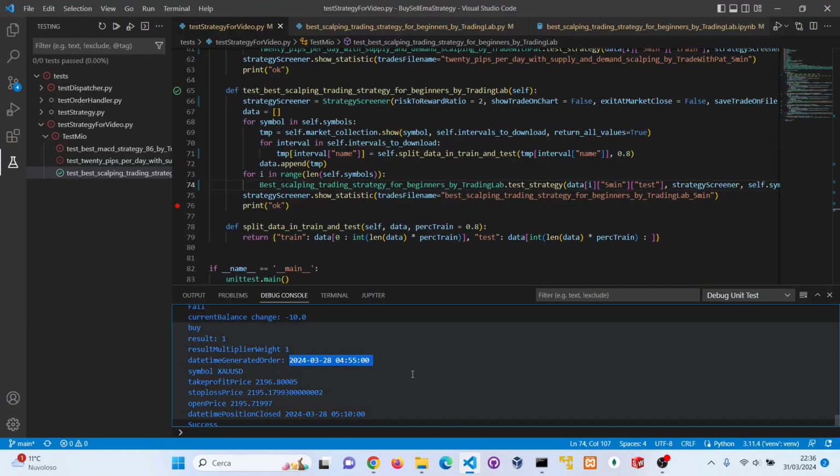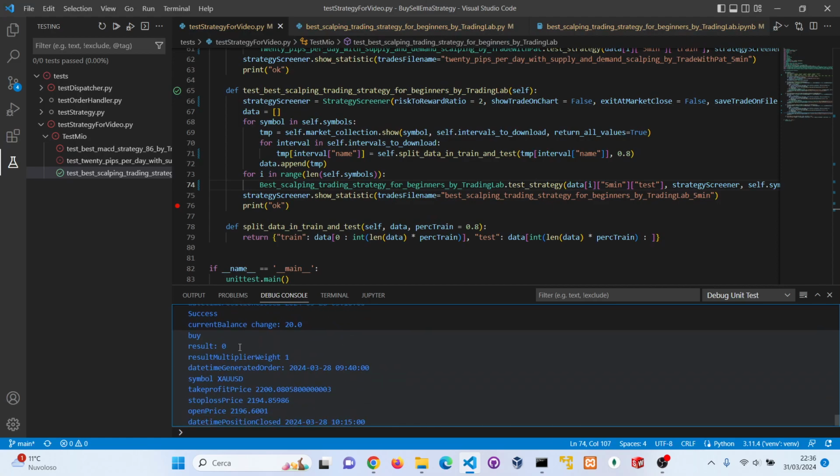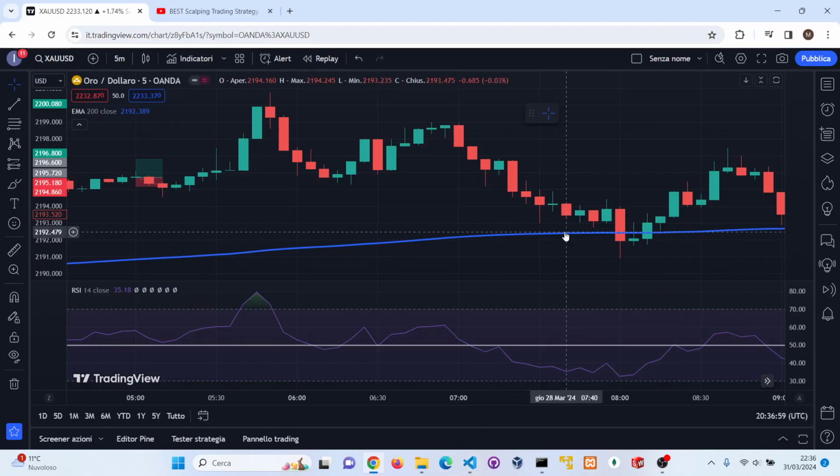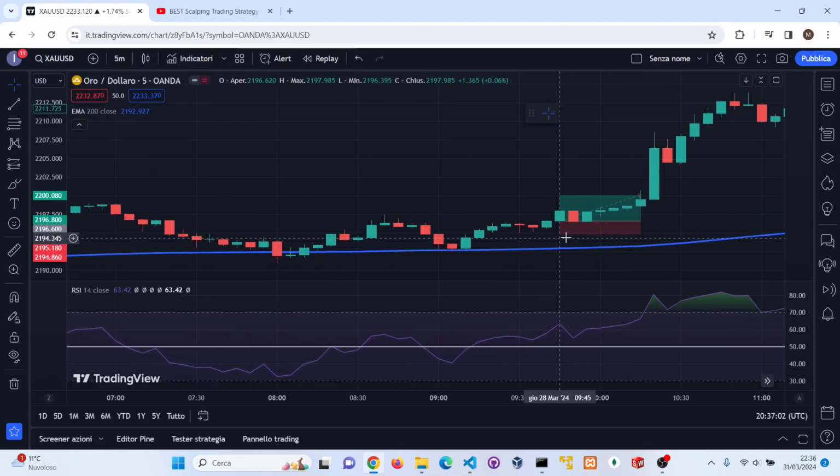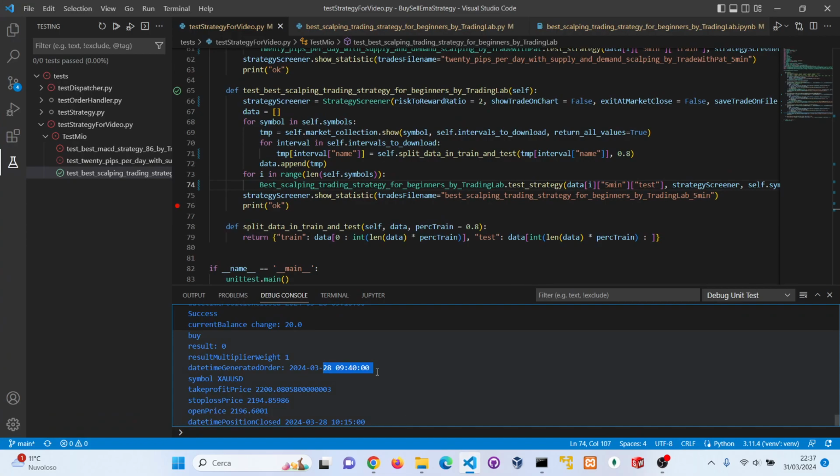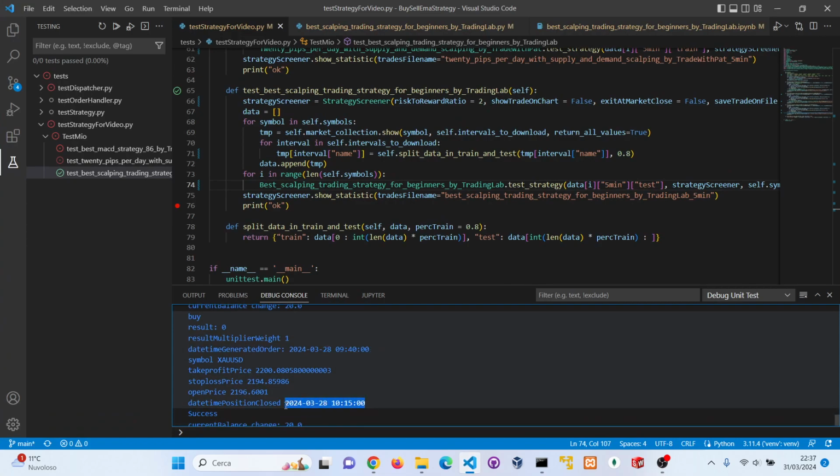Let's take a look at another trade. In this case it was a success and the signal was generated at this daytime. So the position was opened here. In this case, it was a success. The position was closed at this daytime, and as we can see, my software also tells me that the daytime is correct. If you want more details on how this strategy works, check this video. I will leave the link in the bio.